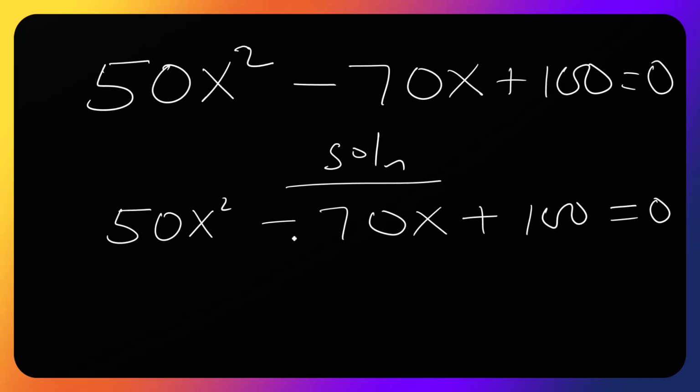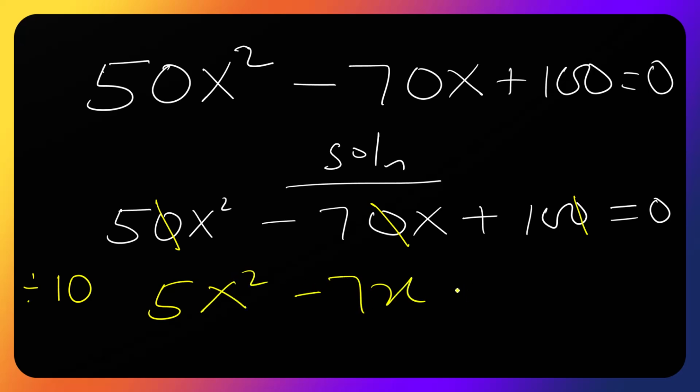Now, first of all, let's reduce the coefficients since they all end with 0. So we can reduce them by dividing through by 10. Once we do that, this one will vanish, this one will vanish, and this one will vanish. So I'll be left with 5x² - 7x + 10 = 0.